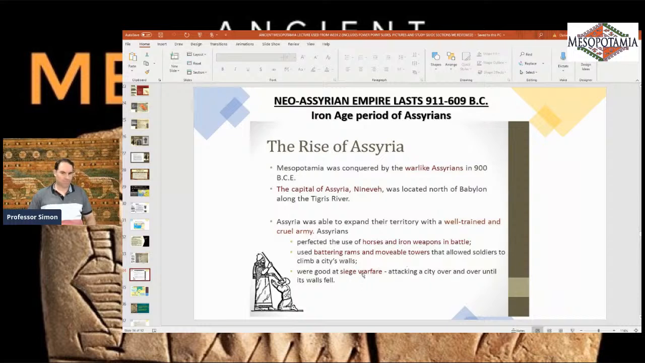Siege warfare, they were masters of it. They took numerous cities and conquered different civilizations. This particular empire was one of the largest in history up to this point. They even conquered part of Egypt at one point. They even had a corps of engineers that would build things like bridges. They even had an early road system or highway system in Assyria originally.